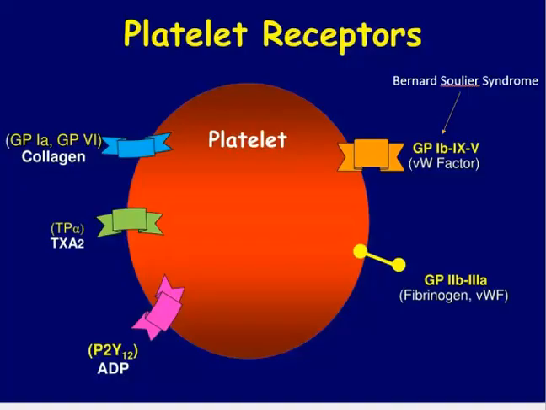So your platelets have different receptors stuck on the surface of the platelet. So this is your platelet, and these are possible different receptors, to illustrate different receptors that can be stuck to the surface of your platelet. For Bernard-Soulier syndrome, it is the GP1B9 receptor that is affected in that particular syndrome or disease.